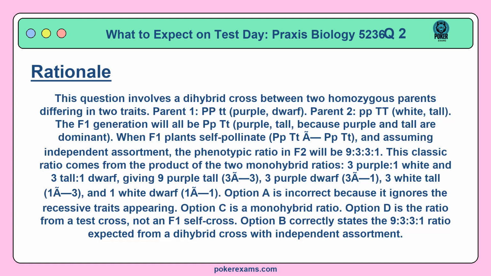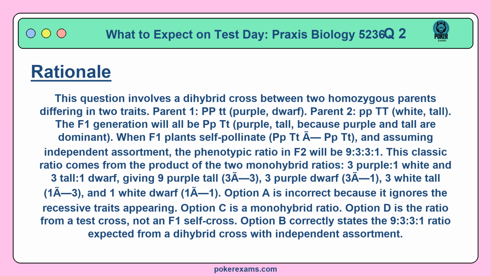This question involves a dihybrid cross between two homozygous parents differing in two traits. Parent 1, PPtt, purple dwarf. Parent 2, ppTT, white tall. The F1 generation will all be PpTt, purple tall, because purple and tall are dominant. When F1 plants self-pollinate, PpTt, and assuming independent assortment, the phenotypic ratio in F2 will be 9:3:3:1.